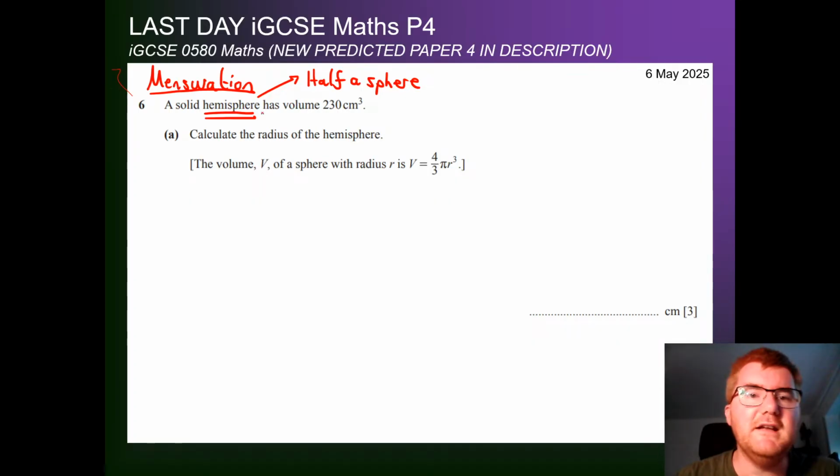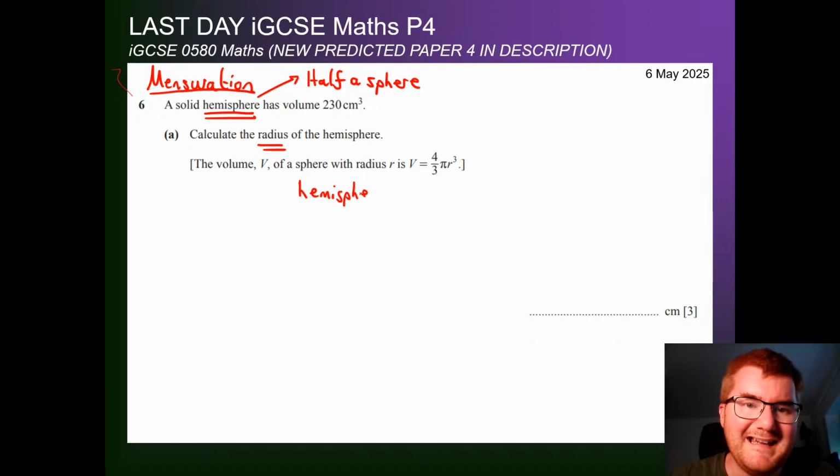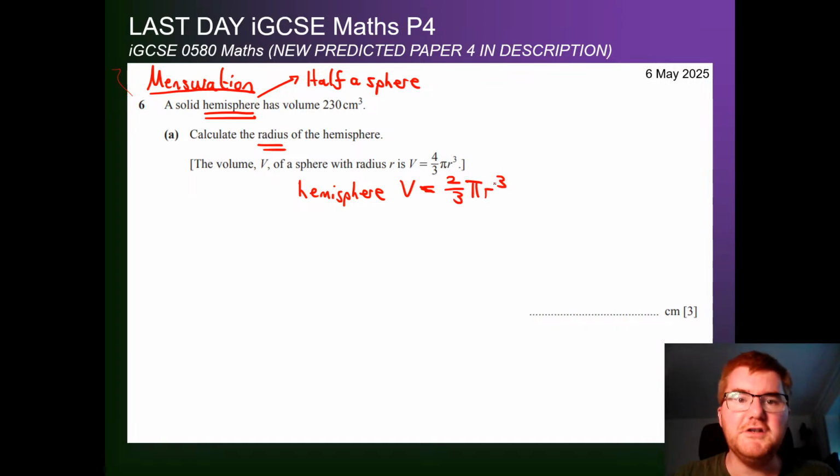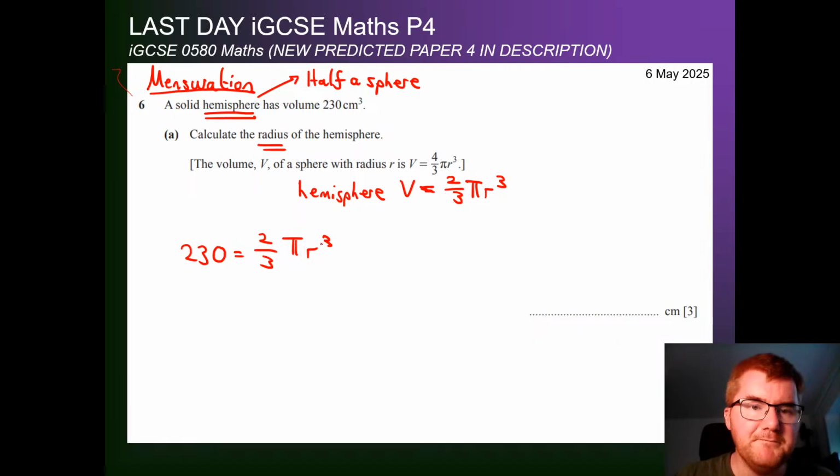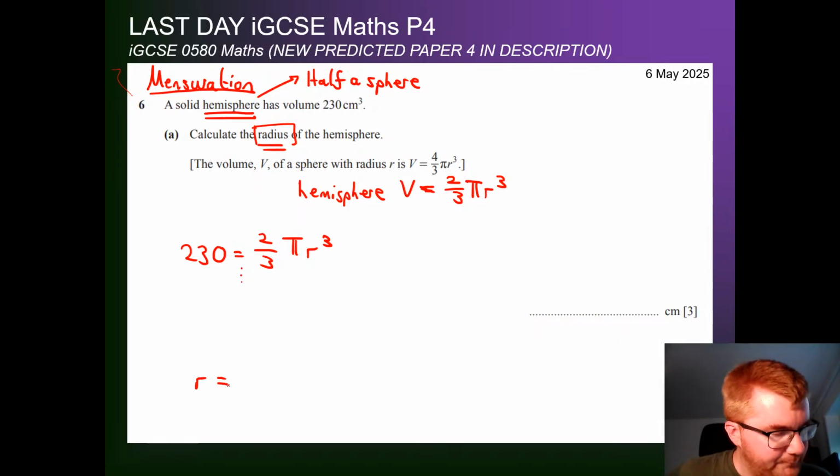We're told to calculate the radius of the hemisphere. Now notice we know the sphere formula, and a hemisphere formula is related, as it is half of this. So the volume is going to be 2/3 pi r cubed. Here we're given the volume and we want to work out the radius. So I take this formula and put in 230 equals 2/3 pi r cubed. Now we want to work out the radius, so we want to do some working. So we get r equals at the end.